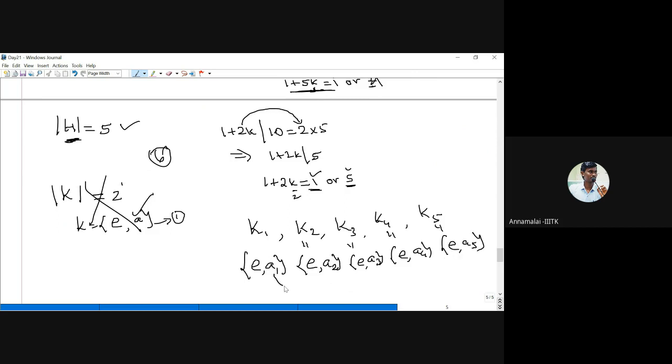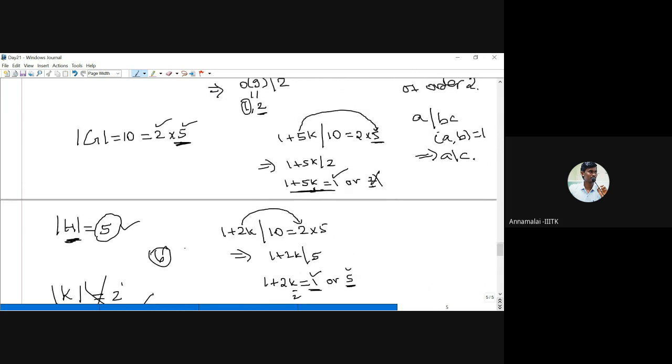So the order of each of these should be 2. Order of A1 is 2, order of A2 is 2, order of A3 is 2. Every non-identity element has order 2. Okay, so here how many non-identity elements do we get? 1, 2, 3, 4, 5. We already found that 5 elements are there in H. Now we found the extra 5 elements. Therefore, 5 plus 5 is 10. So totally we tally the group order.